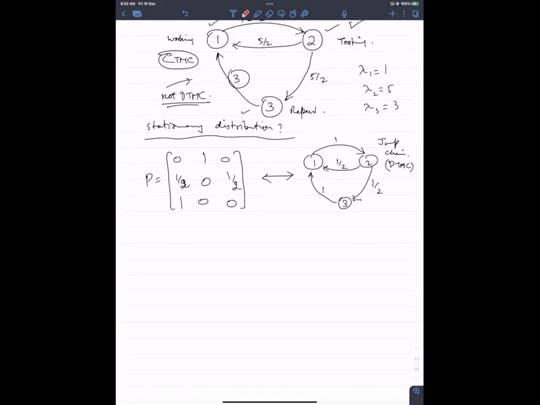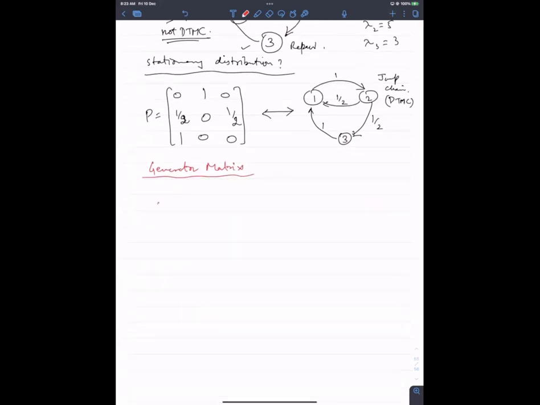Okay. Now, I can solve this and find out. Abhi isko wait karte hain. Theek hai? I'm also looking to find the generator matrix iski find out karte hain. Theek hai? So the generator matrix for this guy, recall that Gij is equal to lambda I Pij if I is not equal to j, and minus lambda I if I equal to j. So G aapka kya hoga?